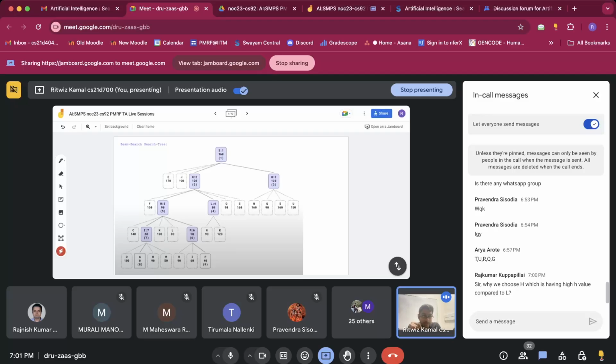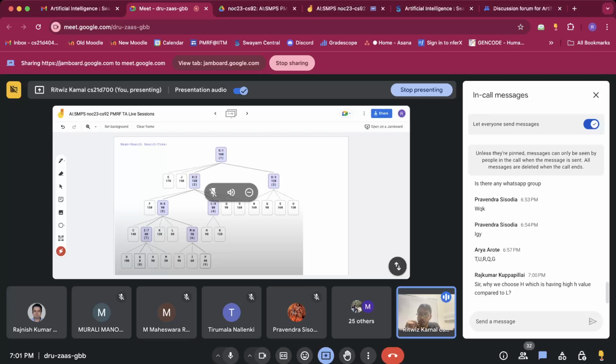Rajkumar, thanks for your question. The reason we chose H, which has a higher value compared to L, is because our beam width is 2. So we don't need to have the same value for the two elements in our beam. We can have different values, we just need to have the two best looking solutions at that level.